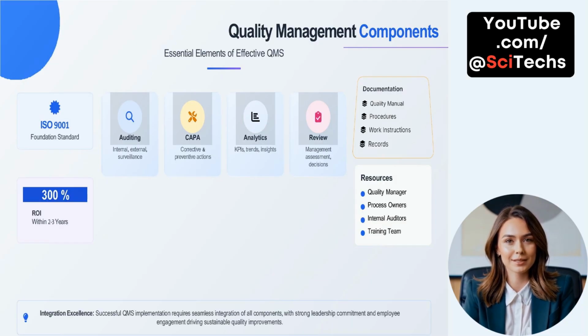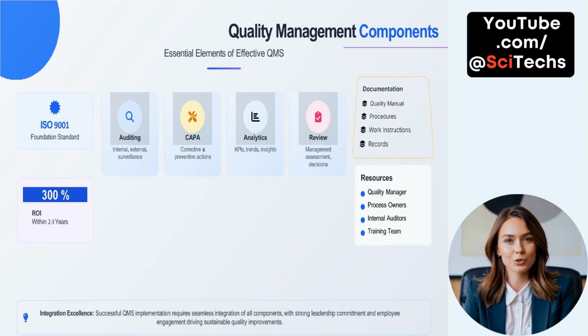ISO 9001 and key QMS elements. At the foundation of any effective quality management system is the ISO 9001 standard. This globally recognized benchmark provides the structure and requirements for consistent, quality-focused operations. A key component of ISO 9001 is auditing, which involves internal, external, and surveillance audits to ensure ongoing compliance and performance. CAPA, corrective and preventive actions, identifies and eliminates the root causes of issues, helping to prevent recurrence.